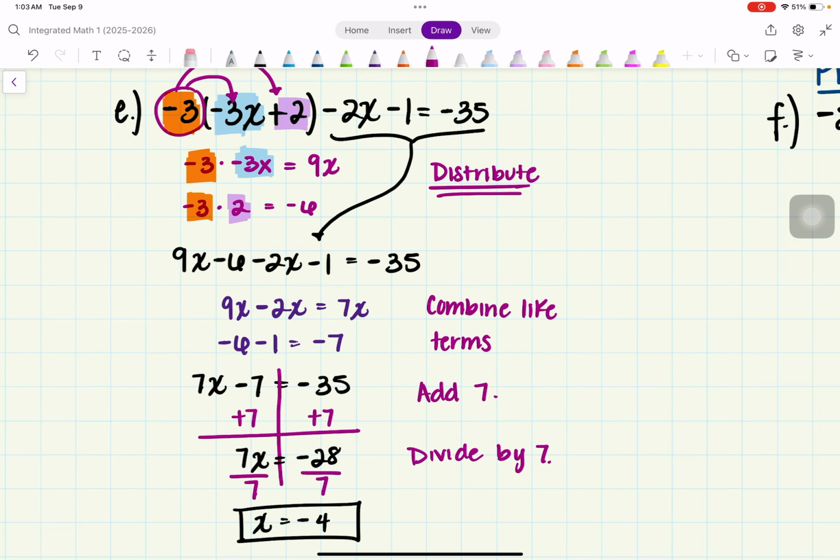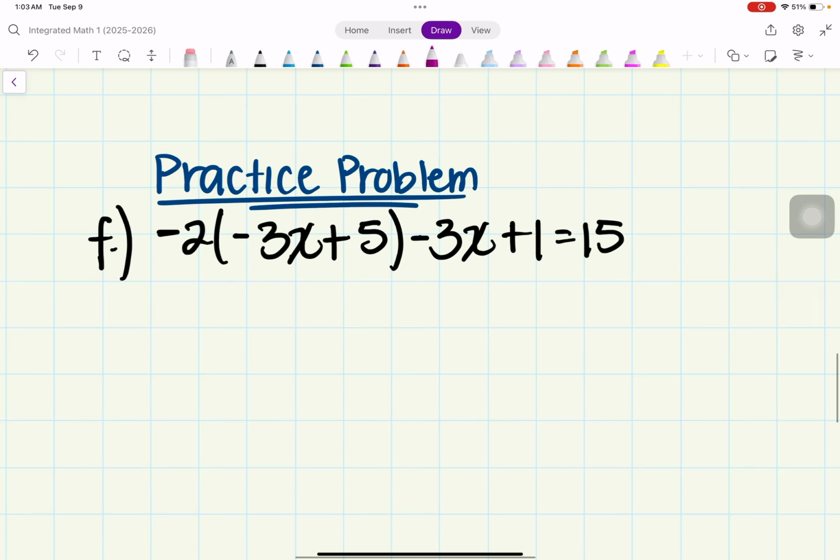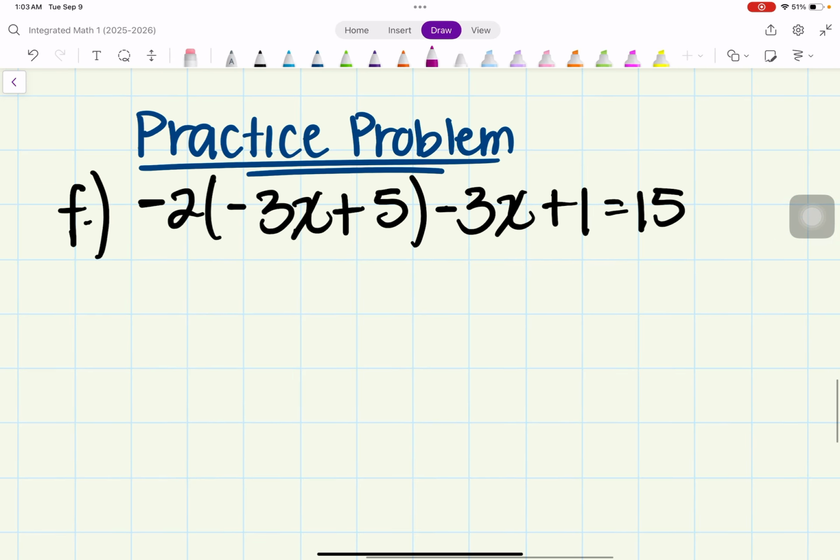Now, the last problem for you guys to do is actually your practice problem. Practice problem, so make sure you have this complete when you submit your notes so we can get full points here.